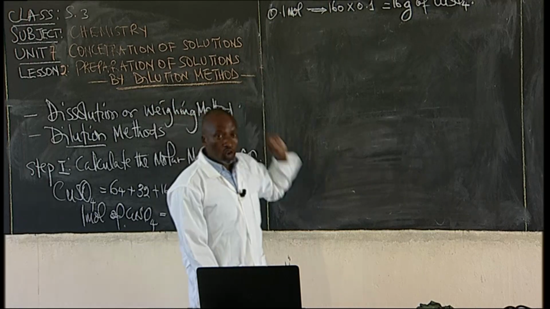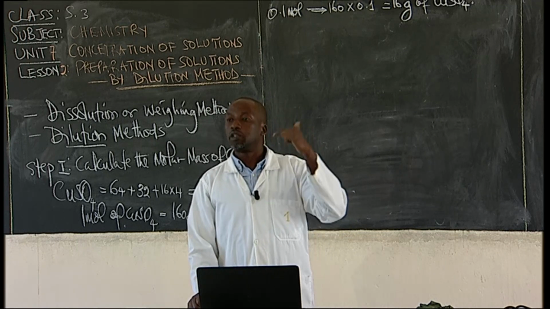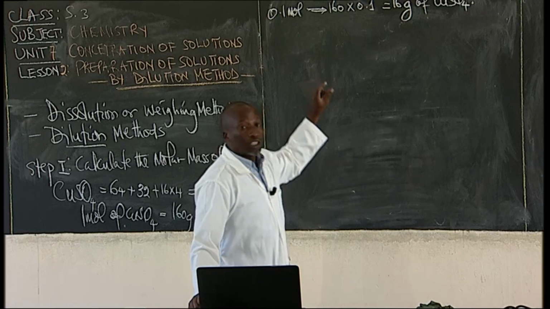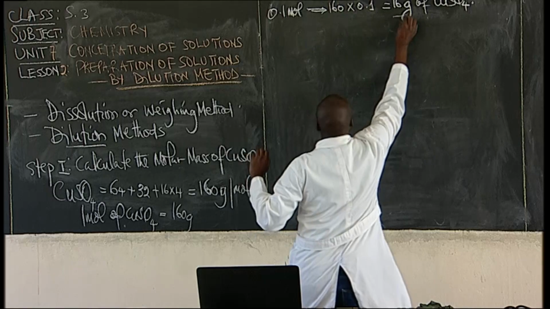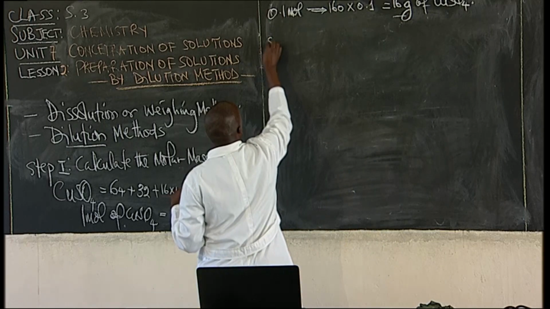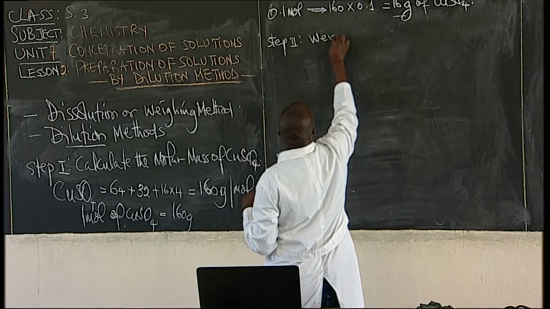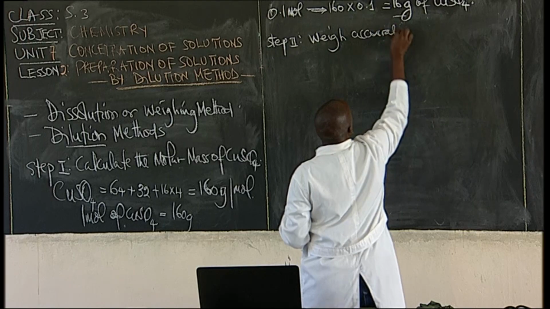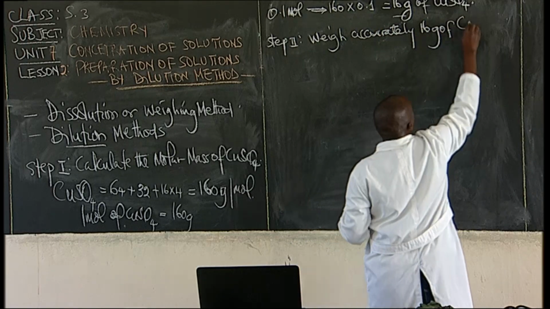And this 0.1 mole, remember, it is in 1 liter. So that means 0.1 mole, that is the molarity, was in 1 liter. So what you do, that is the second step: step number 2 is to weigh accurately 16 grams of copper 2 sulfate.